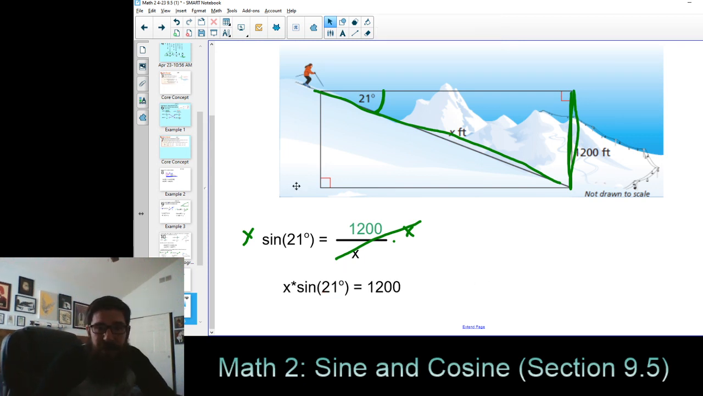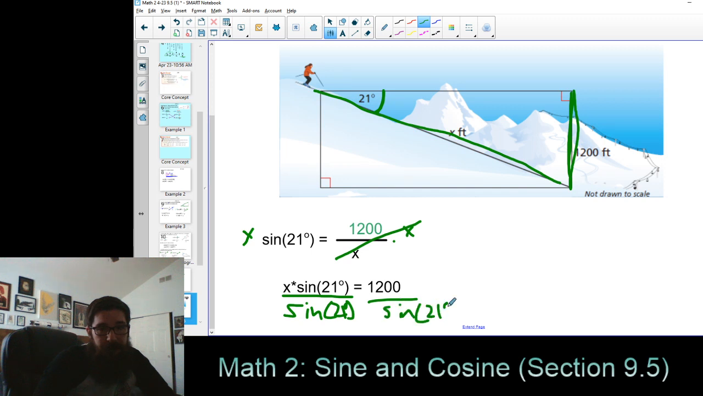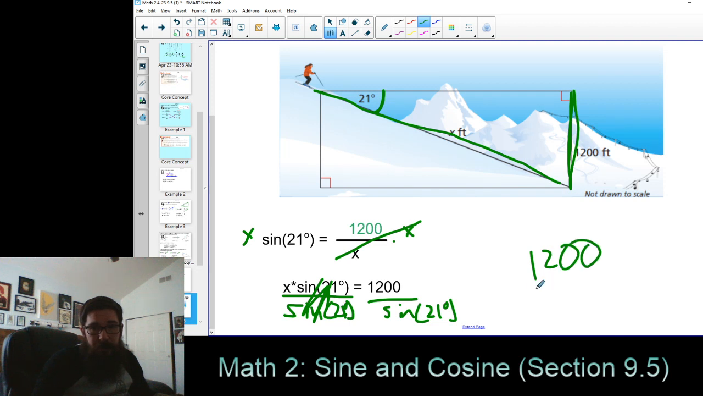What do I do to get x by itself now? Well, if it's being multiplied by sine of 21, I'm going to divide by sine of 21. I'm just going to write this out. And then this is where you now need a calculator. The sine of 21s cancel, so I get x equals 1,200 divided by sine of 21. That's my answer. That's my x value.